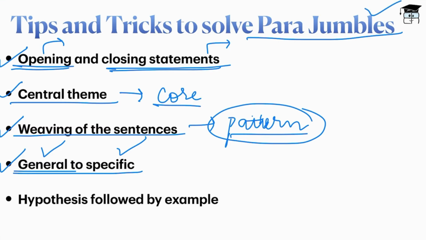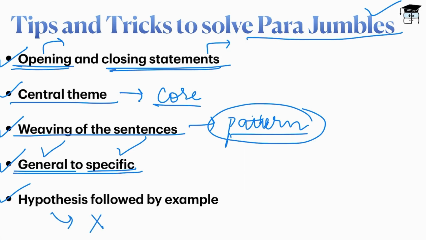You have to look out for sentences that tell you about more general characteristics of the paragraph. And then you move into sentences that are much more detailed, right? The next technique is hypothesis followed by example. Now this technique is not always a go-to approach.